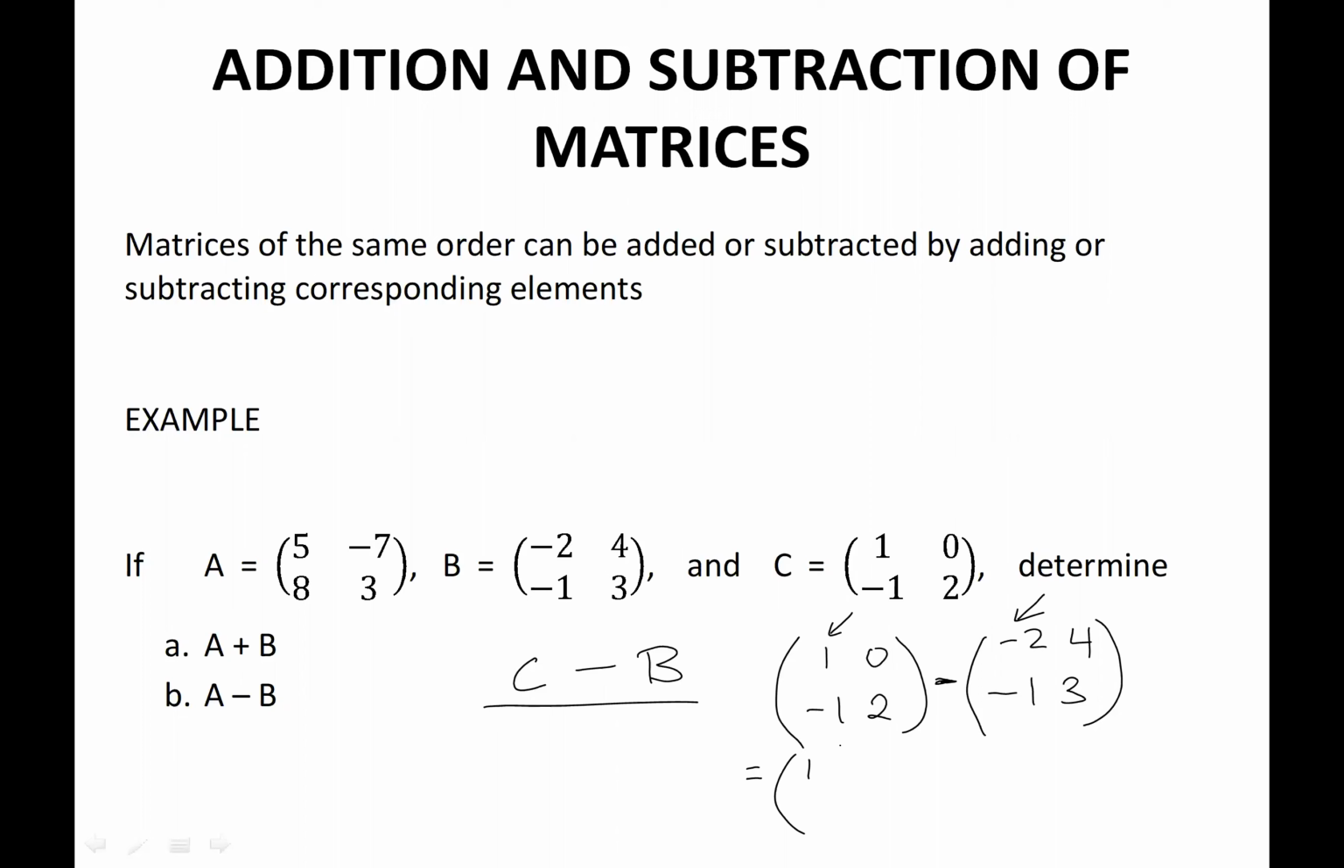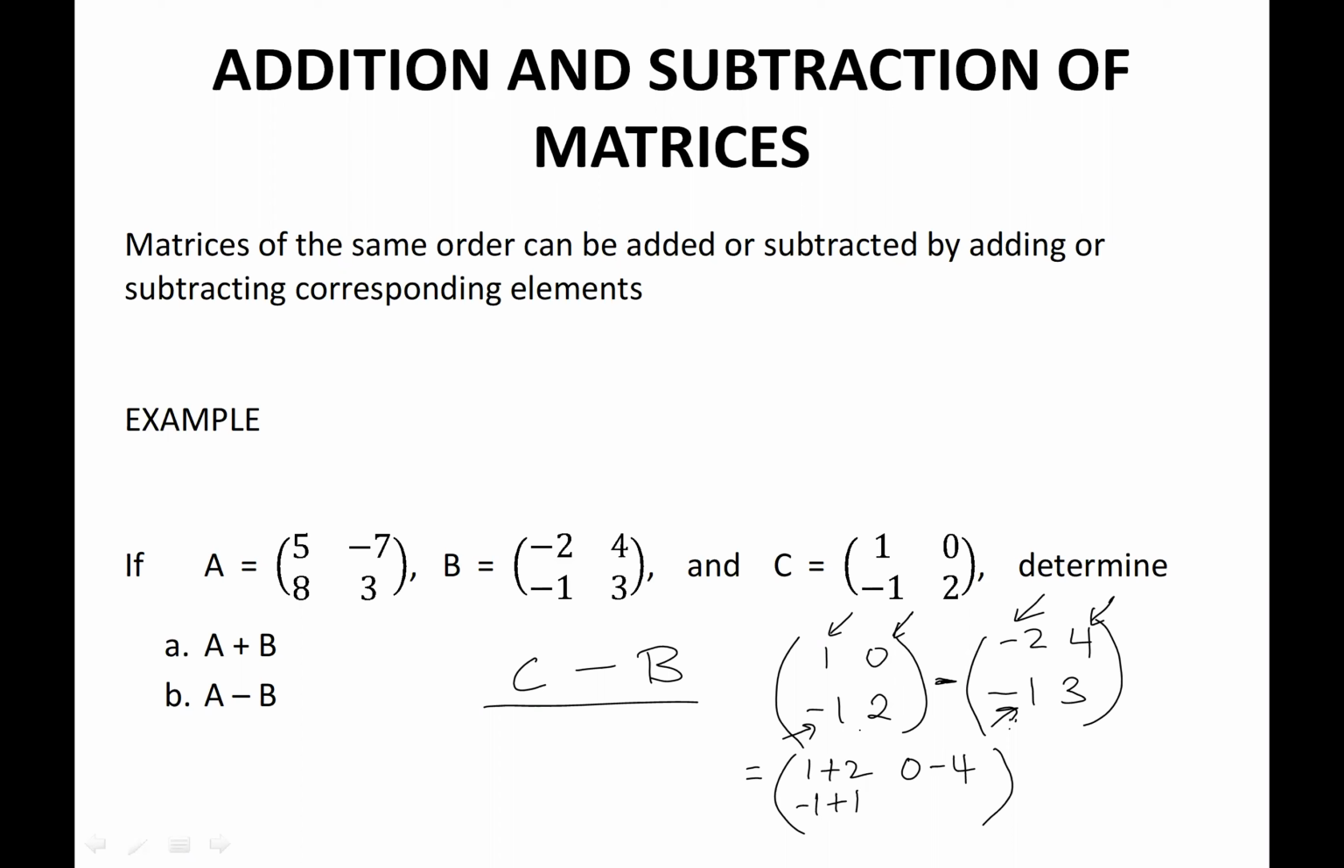So it'll be 1 minus minus 2. And 1 minus minus 2 is 1 plus 2. So that's what should go in that first position. Then I'm going to deal with the 0 and the 4. So that'll be 0 take away 4. Let's write it down, 0 take away 4. Then I'm going to deal with the minus 1 and the minus 1 here. So that'll be minus 1 minus minus 1, which will be minus 1 plus 1.